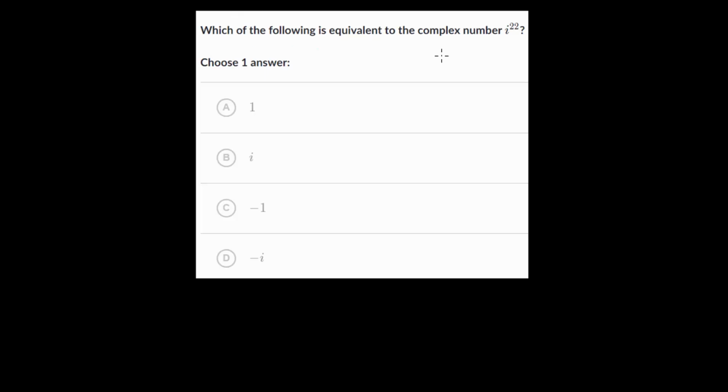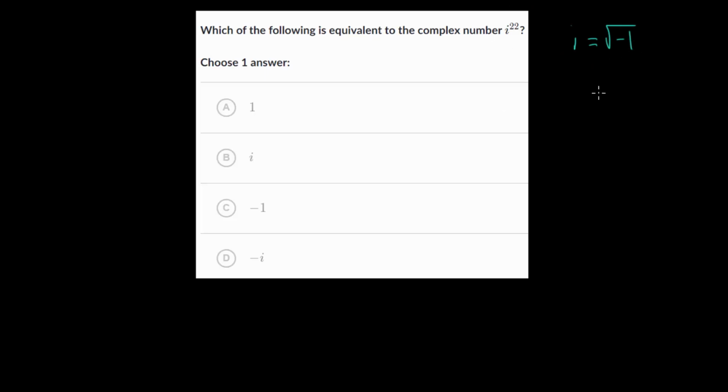So let's look at some different example problems where we're dealing with i raised to different powers, or in other words, we're dealing with the powers of the imaginary unit. Which of the following is equivalent to the complex number i raised to the 22nd power? So i, remember, is just the square root of -1.